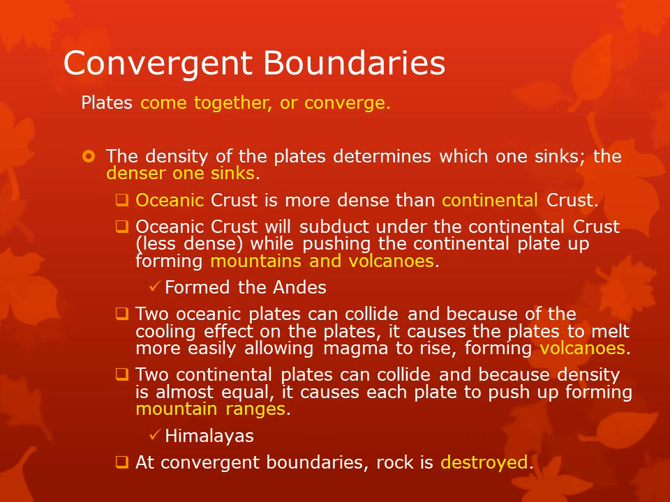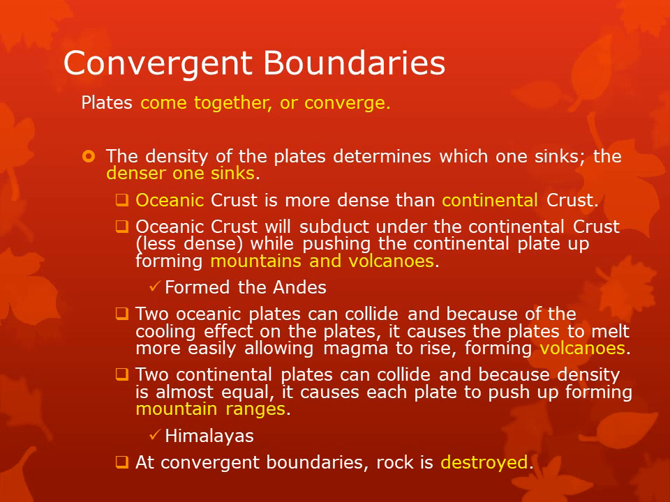Next are convergent boundaries. This is where plates come together or converge. So you have to think, if plates the size of continents come together, something has to happen, right? They're pretty big, it's not like they can step aside. Well, something does happen. The density of the plates determines which one, if one, sinks. If they do sink, it is always the denser one that does. Okay, so the denser plate will sink.